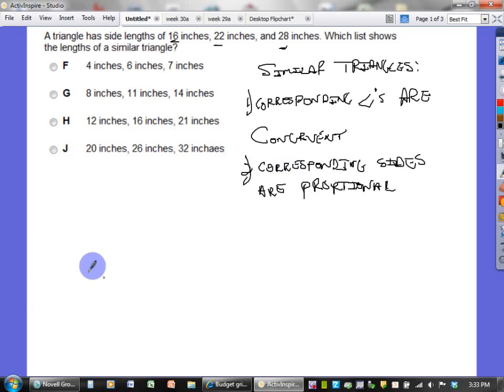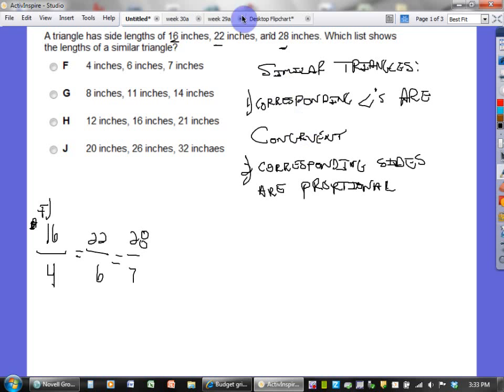So I know that 16 is going to be the shortest side length, and I want to put it over the shortest side length in choice F, which is 4. So we have 16 over 4. And then I'm going to find the middle side length, which in this case is 22, and then I want to choose the middle side length in choice F, which is 6. And then finally, I want to use 28 over 7. Okay, and once again, this is choice F.